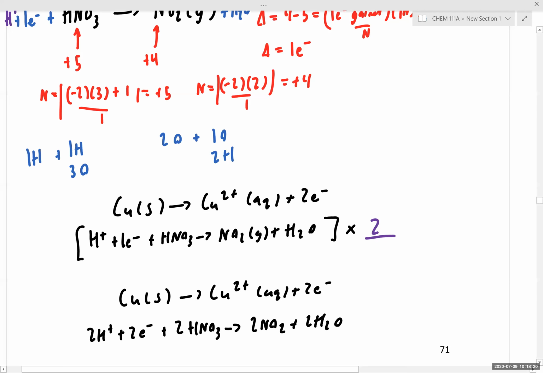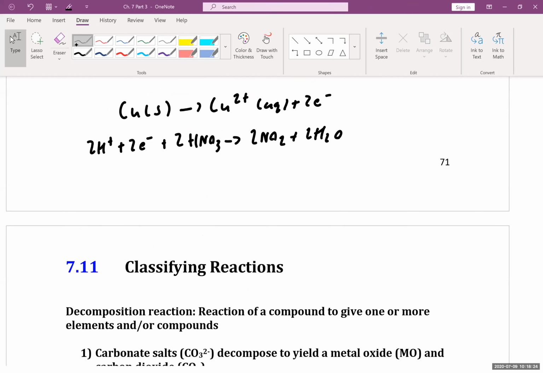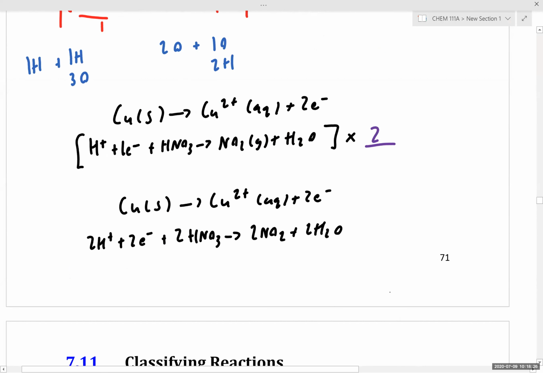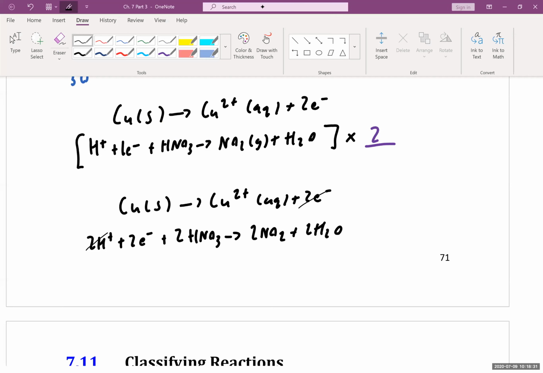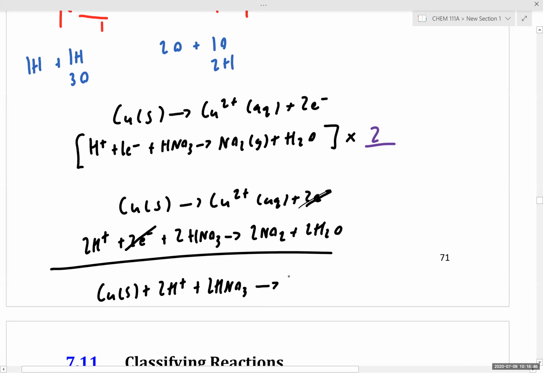Okay, so looking at the following chemical equation, we have 2 electrons on each side, so those electrons cancel. And now we get the following balanced chemical equation.